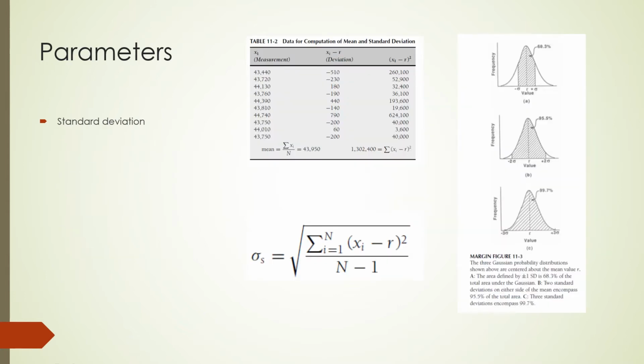Another important statistical parameter is the standard deviation. The standard deviation for a series of measurements is a way to describe the precision or reproducibility of the measurements. The formula for standard deviation is shown here.